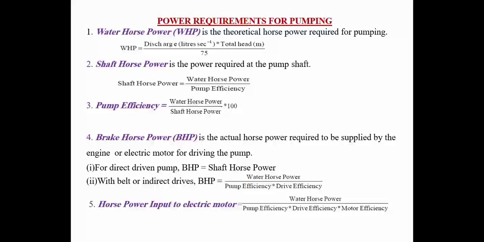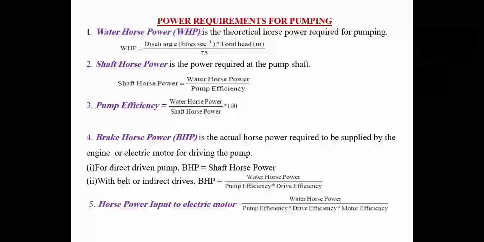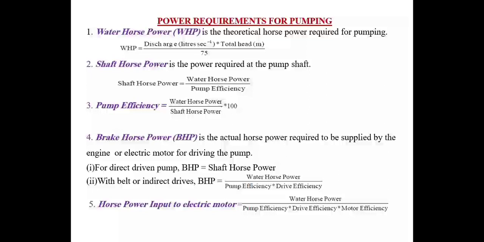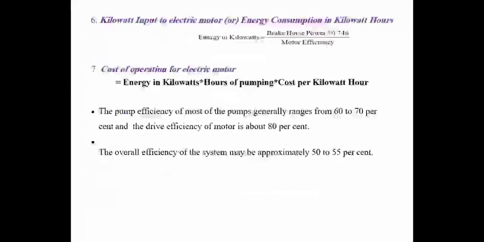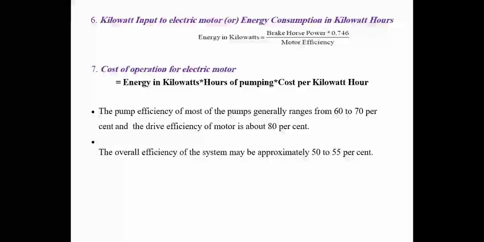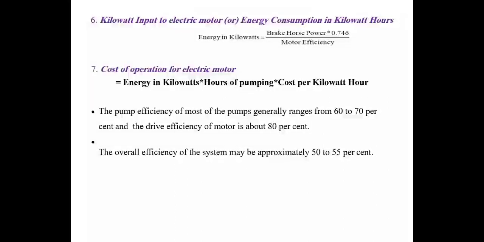If they are not on the same shaft, that is, if it is driven by belt or other indirect drives, then BHP is equal to WHP divided by pump efficiency into drive efficiency. The total horsepower input to the electric motor is equal to WHP divided by pump efficiency into drive efficiency into motor efficiency. You can see the equations later. If we convert this into kilowatts, it is multiplied by 0.746, because 1 HP is equal to 0.746 kilowatt.